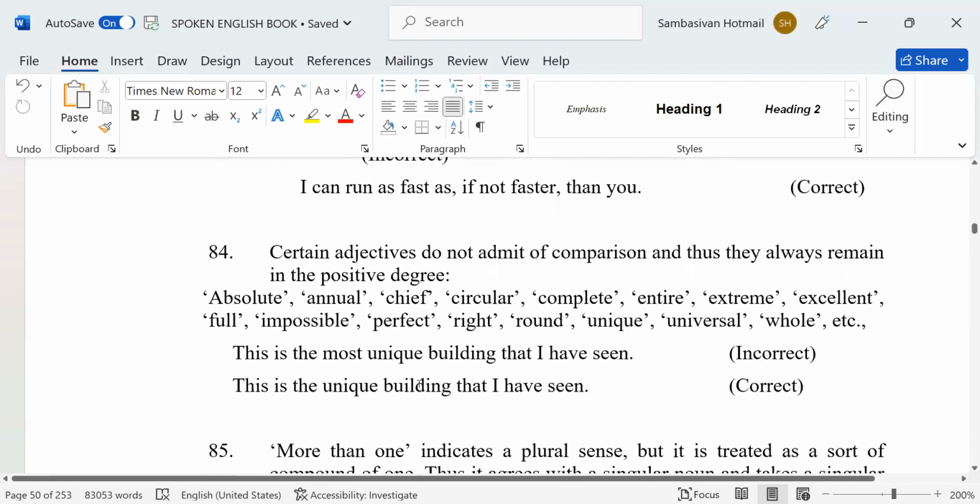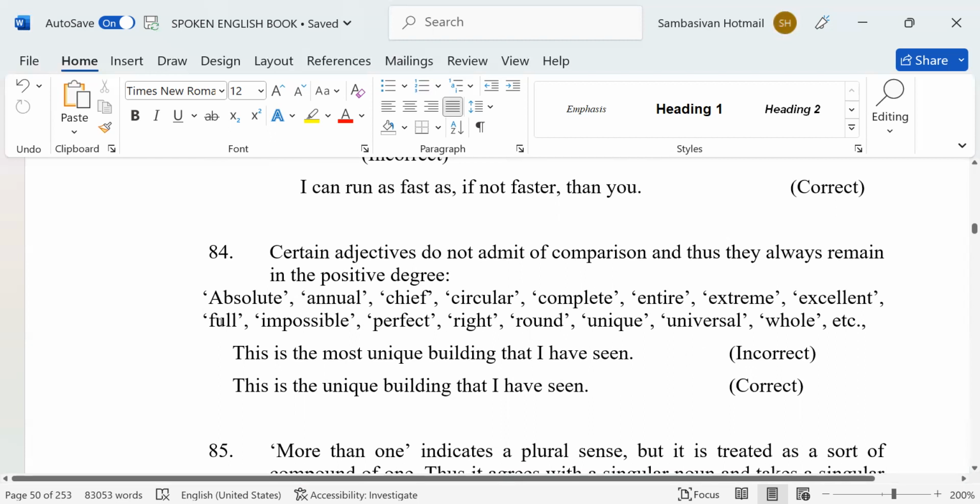Certain adjectives do not admit of comparison and thus they always remain in the positive degree. Absolute, annual, chief, circular, complete, entire, extreme, excellent, full, impossible, perfect, right, round, unique, universal, whole. This is the most unique building that I have seen. Incorrect. This is the unique building that I have seen. Correct.